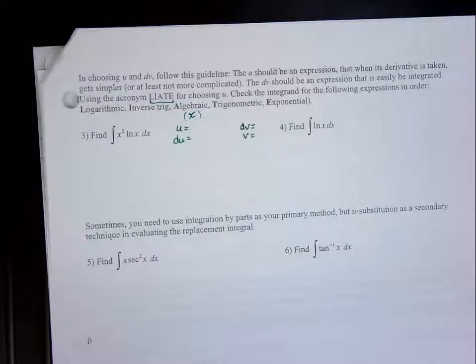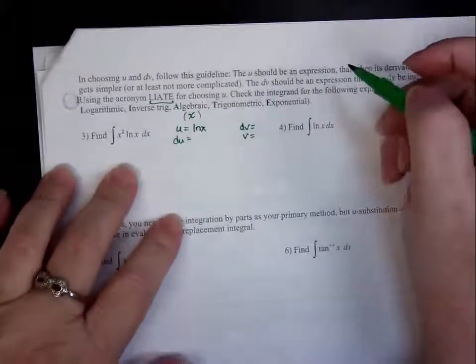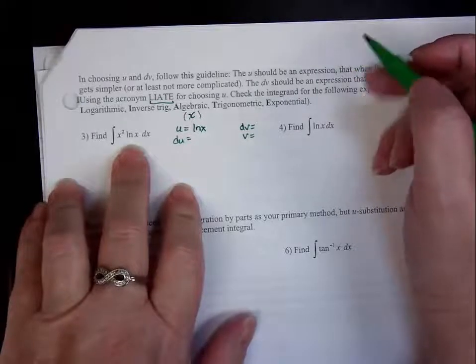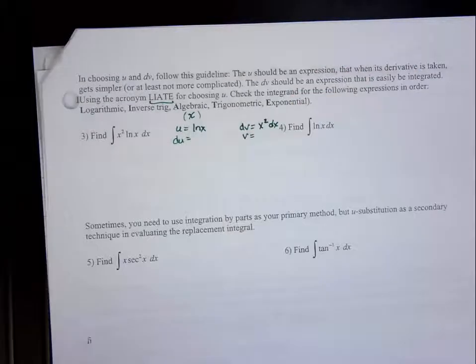First period said I went a little too fast on this first example, so I'm going to slow it down. Okay? Now, based on my LIATE, which one of those things should be u? The ln should, because that's the first thing on the list. So in the u slot, put ln of x. If that's what u is, everything else is dv. So over at dv, write down what you didn't just write down. That's x squared dx. The top line should be everything inside the integral. Everything. Are you with me so far?